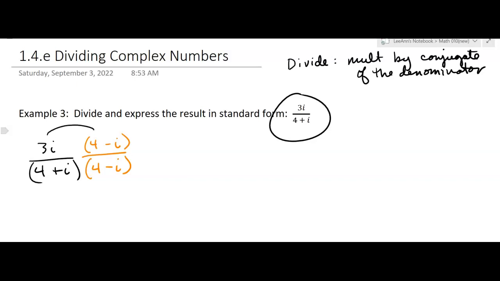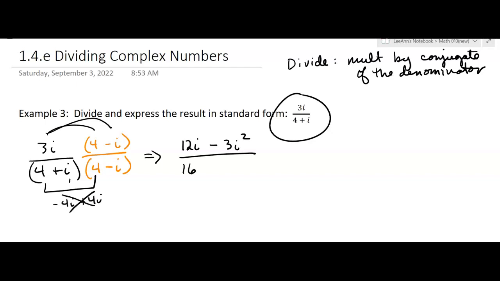Okay, so up in the numerator I have 3i times 4, which is going to be 12i. And then I have 3i times negative i, which is going to be negative 3i squared. In the denominator, I'm going to think 4 times 4, which is 16. And then I don't have to do the outer and the inner. You can if you want to. You're going to get negative 4i and positive 4i, and those are going to cancel out. But I'm going to have positive i times negative i, which is negative i squared.